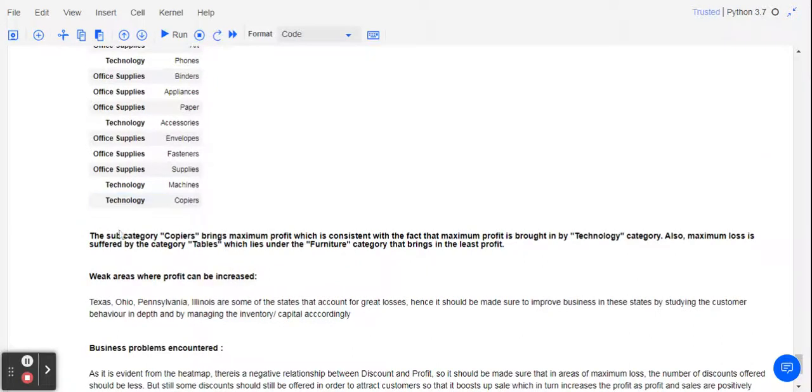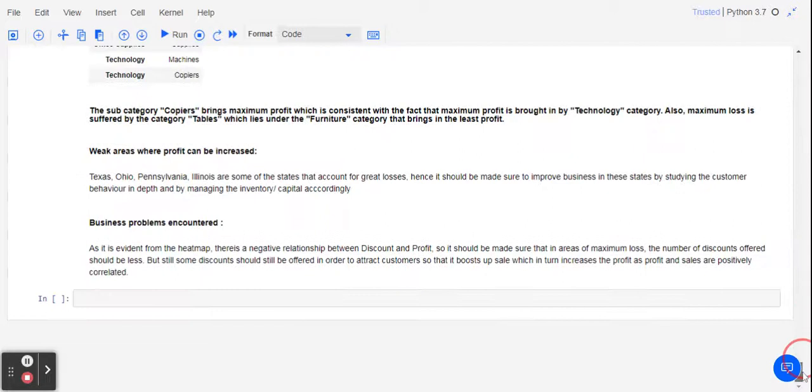So what I see is that the subcategory copiers brings in maximum profit. And earlier I had seen that the category technology brings in maximum profit. So this is consistent since copiers comes under the category technology. Similarly, for loss, I find that my insights are consistent with what I observed before. And in conclusion, I found out some weak areas where profit can be increased.